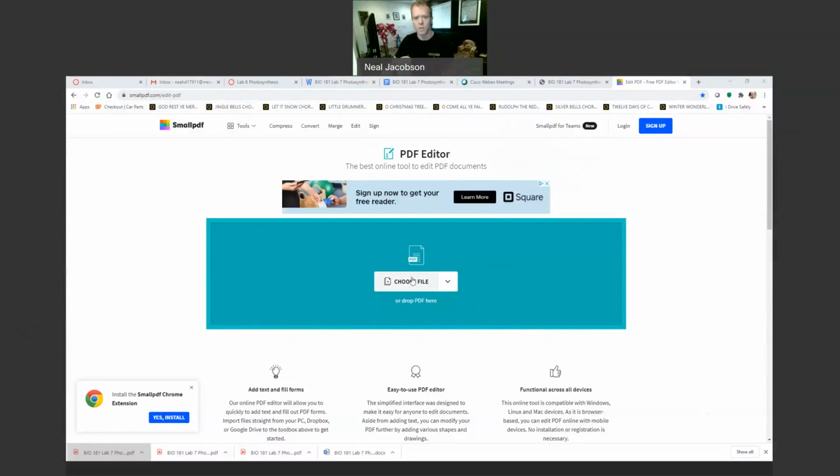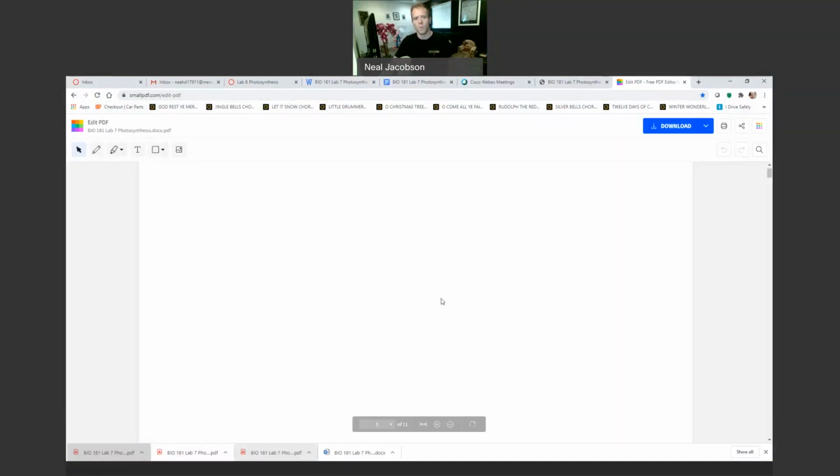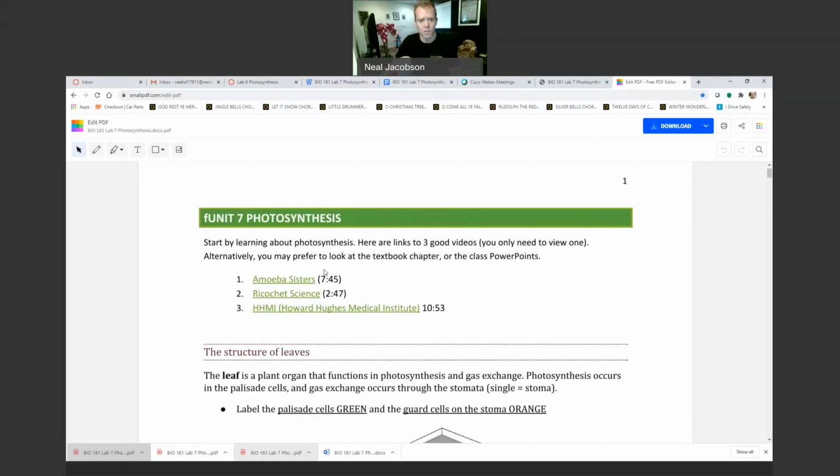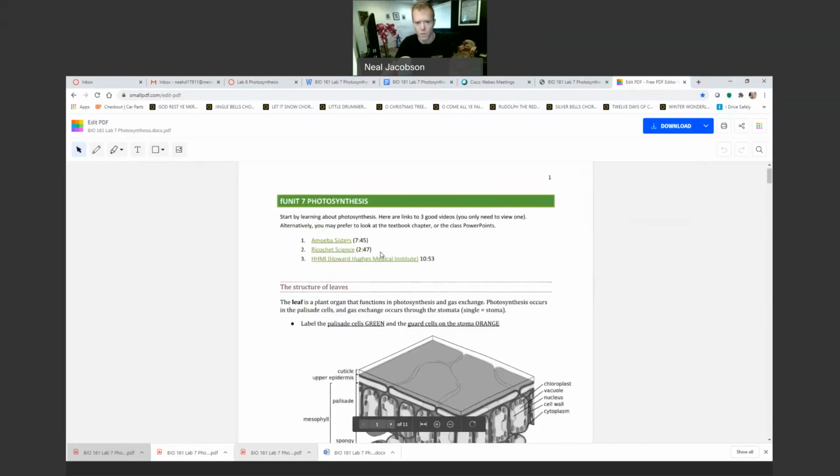What you can do is you can just upload your PDF. I'm going to grab mine down here. I've already downloaded it as a PDF from our Google Drive, and I'm going to just drop it in there. What's really cool about this is that I can edit the PDF directly. I'm going to zoom out just a little bit. I can write on it with my freehand, I can highlight text, and I can add text to it.